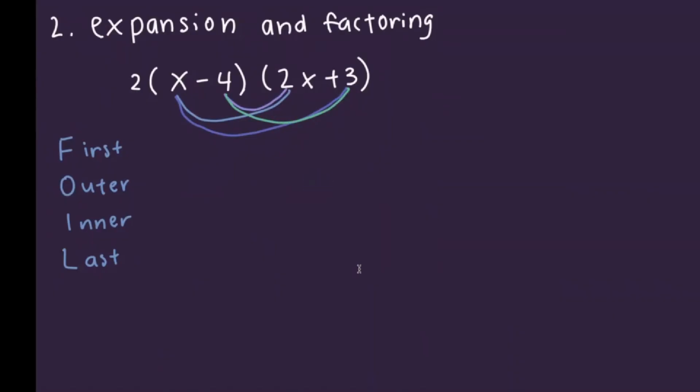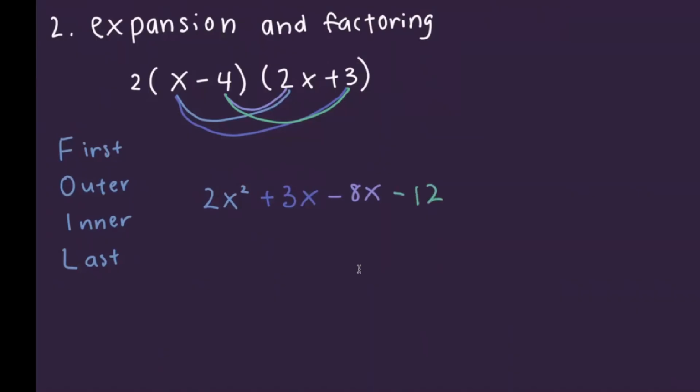So first we have x times 2x. X times 2x is 2x squared. And then x times 3, that is plus 3x. And then we have -4 times 2x, that's -8x. And on the last one, -4 times 3, -12.